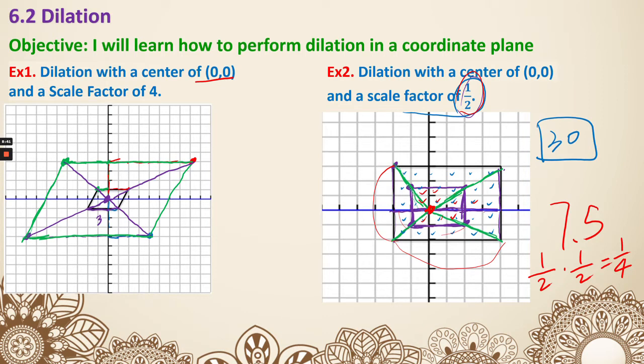So if we actually talk about volume, for example, that's going to be 1/2 times 1/2 times 1/2, which ends up being 1/8. Just keep that in mind. The size change is going to depend on the dimensions. That's example 2.